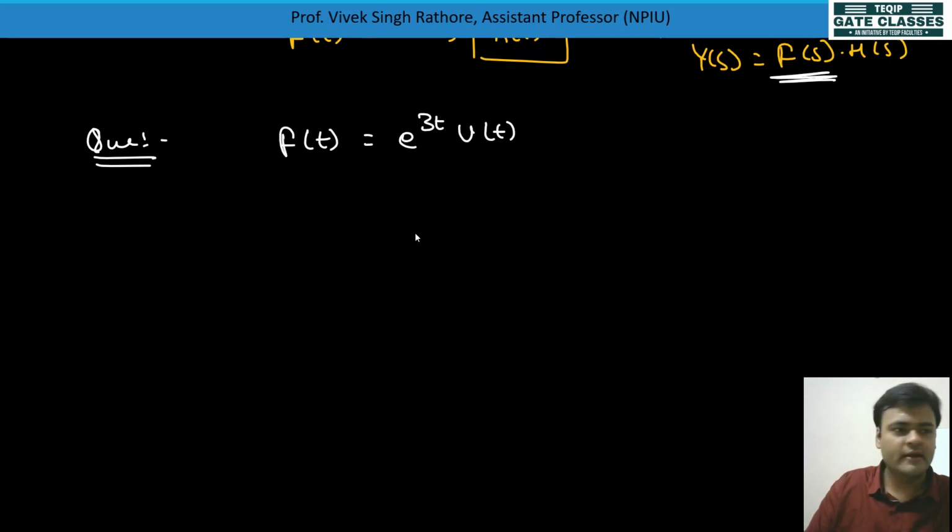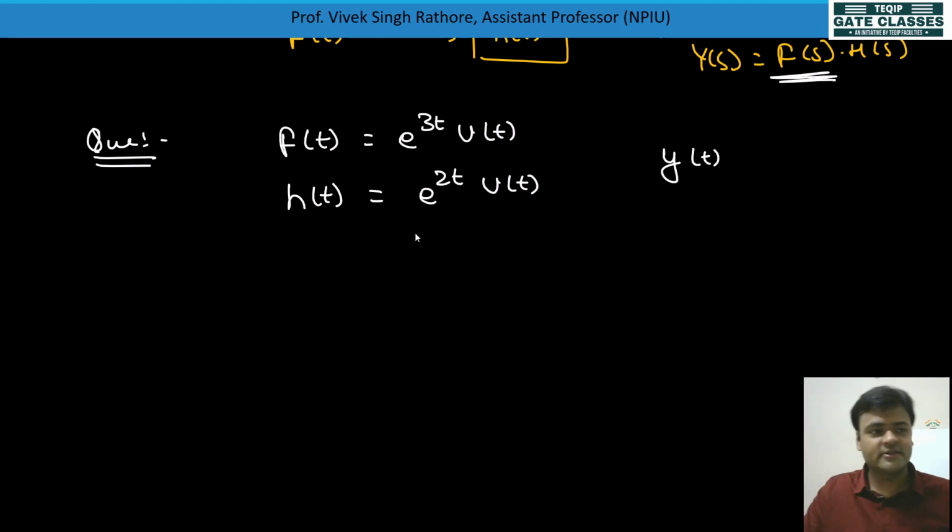And h of t is given as e to the power 2t u of t. Now you need to find the response y of t for an LTI system in which the input is this and the impulse response is this. You need to find y of t.